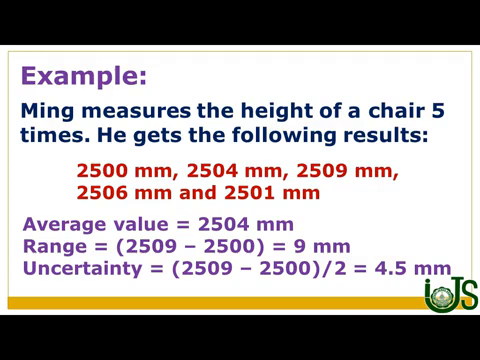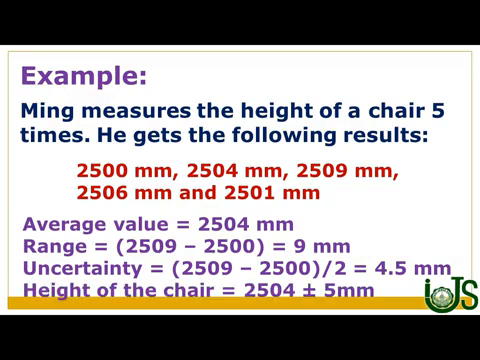But since this measurement is made by analog devices, because you are measuring the height, your uncertainty must be estimated based on the number of decimal places the measured value has. Since there are no decimal places in the measured value, your uncertainty must also be estimated into a whole number. So your 4.5 will become 5 millimeters. So the total height of the chair with uncertainty is 2,504 positive negative 5 millimeters.